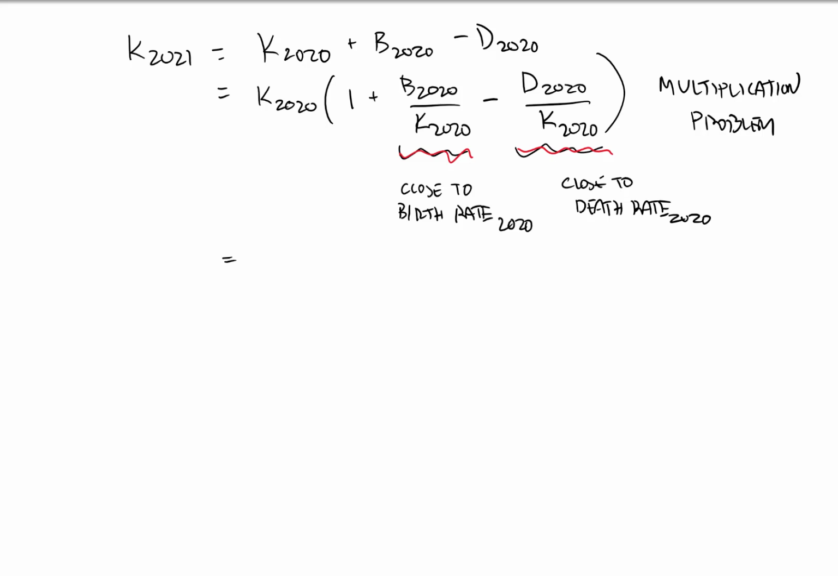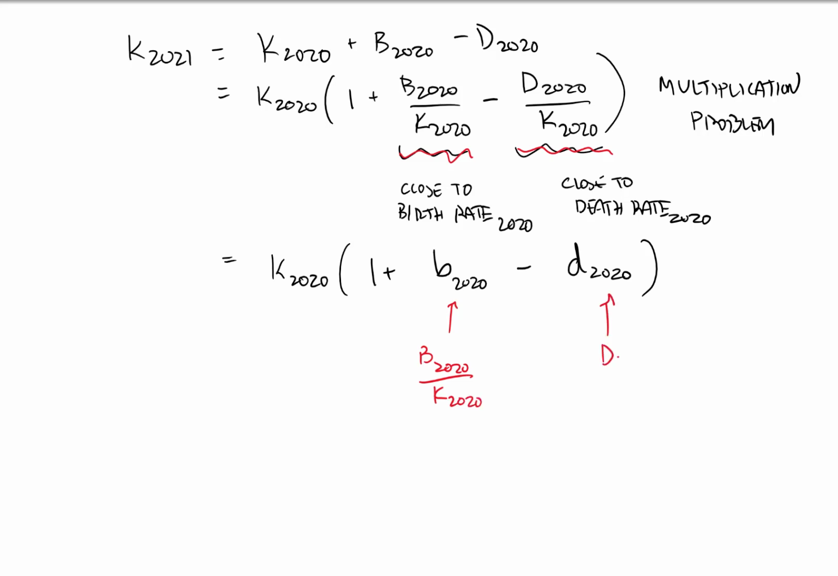So this birth rate, you will not be surprised, we're going to give it a special symbol. So I'm going to say this is now K 2020 times 1 plus lowercase b 2020 minus lowercase d 2020. And now this is equal to B 2020 divided by K 2020, and this is D 2020 divided by K 2020. So now we're calling this thing the birth rate. This is the death rate.